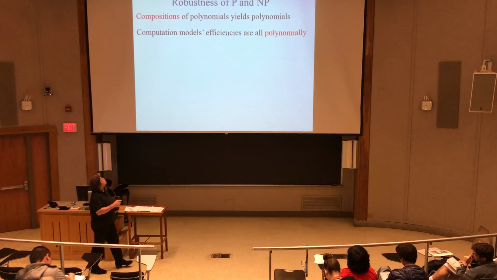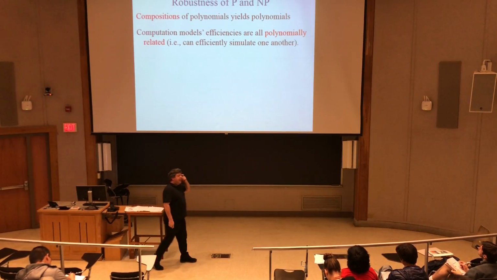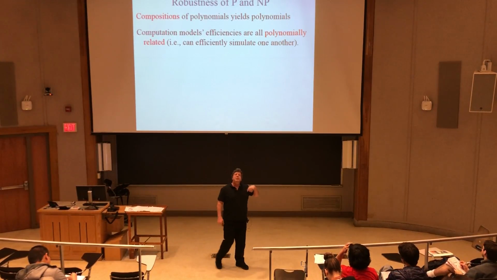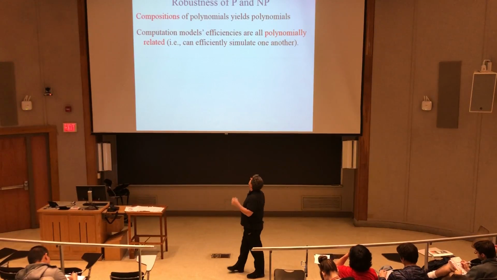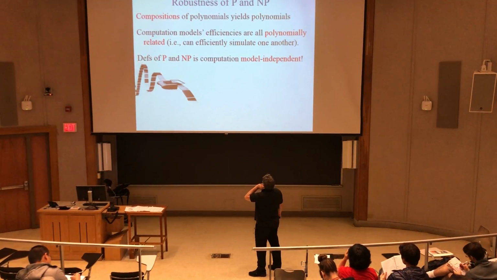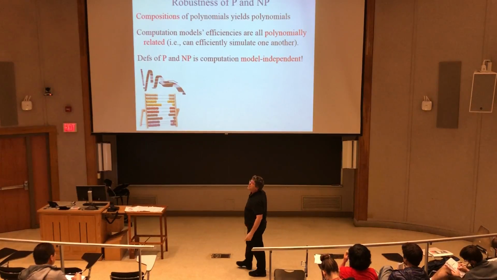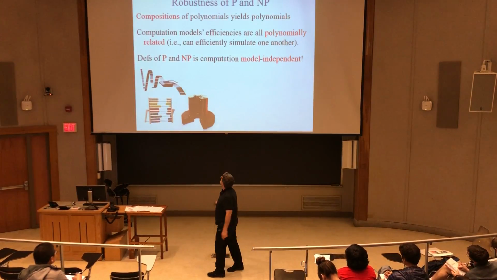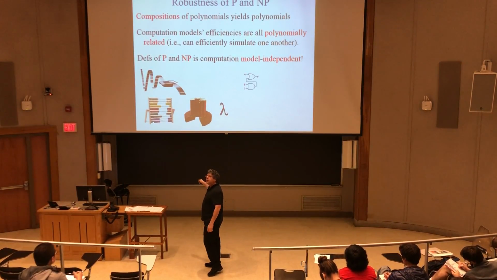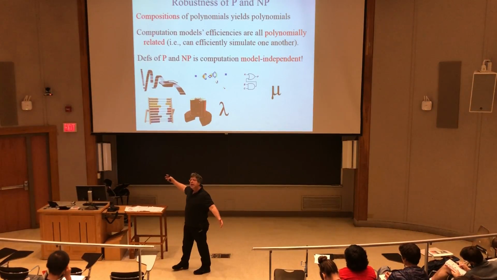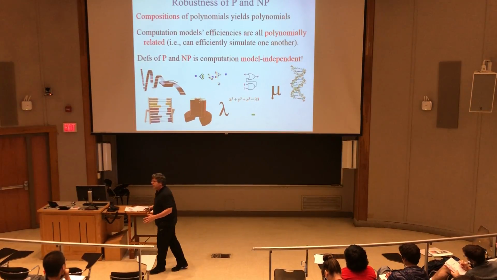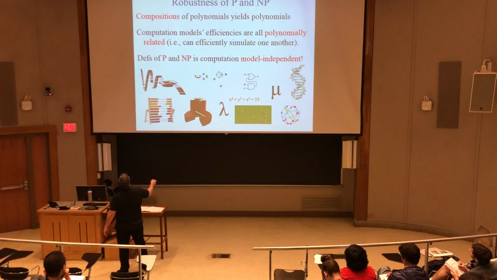Okay, so let's talk about the robustness of P and NP. They are both very robust classes, because compositions of polynomials yield more polynomials. So the computation models are all polynomially simulated by all the other models. So if you want to simulate the supercomputer with an abacus, you can. You'll have to be a very large abacus. But the point is, you can do this. And certainly a supercomputer can simulate an abacus.